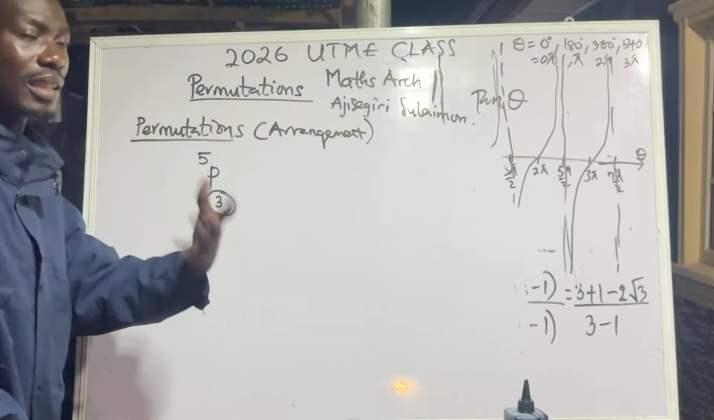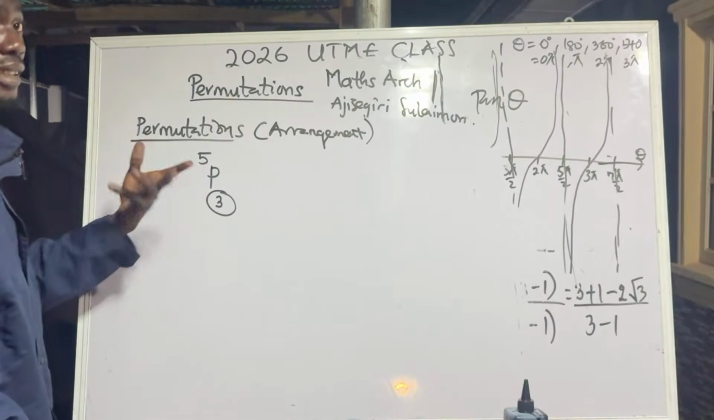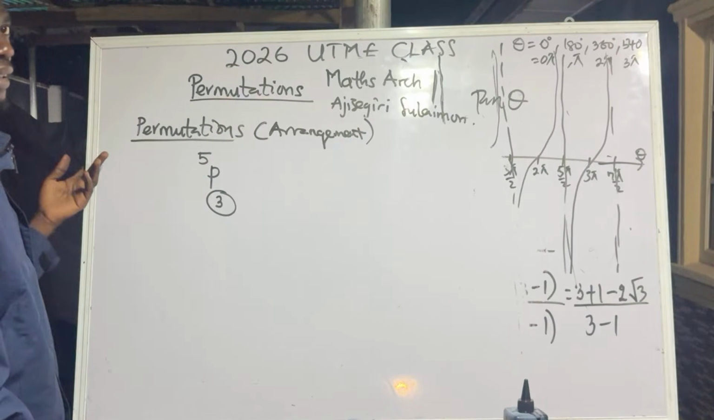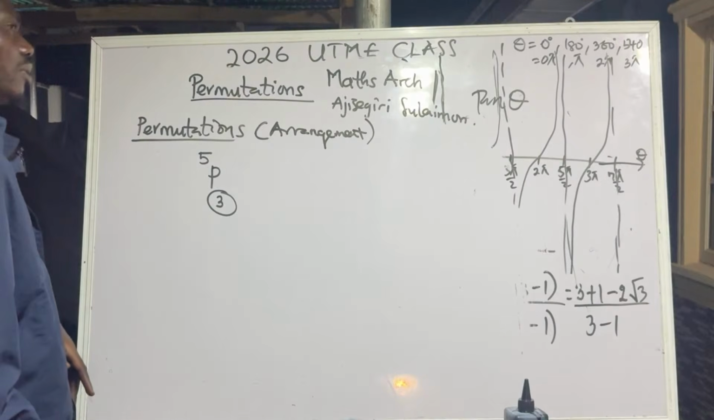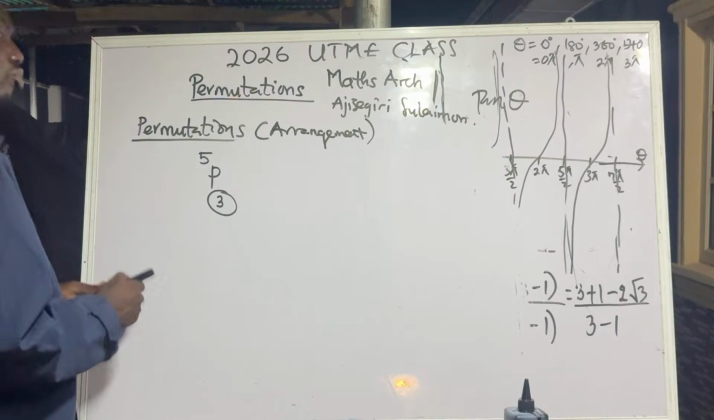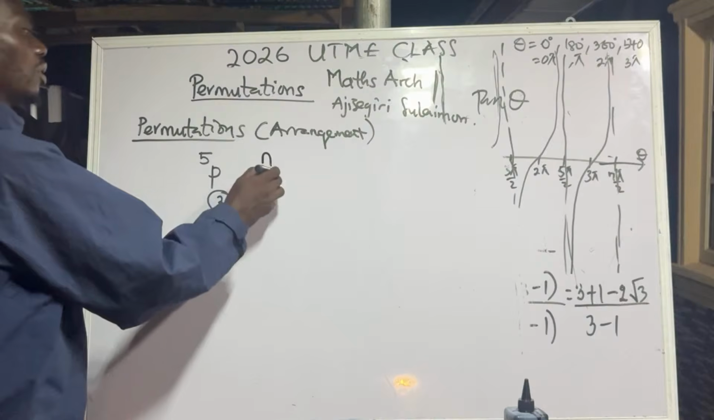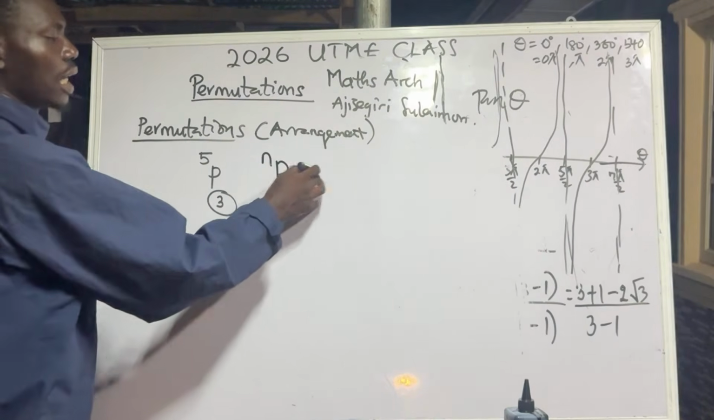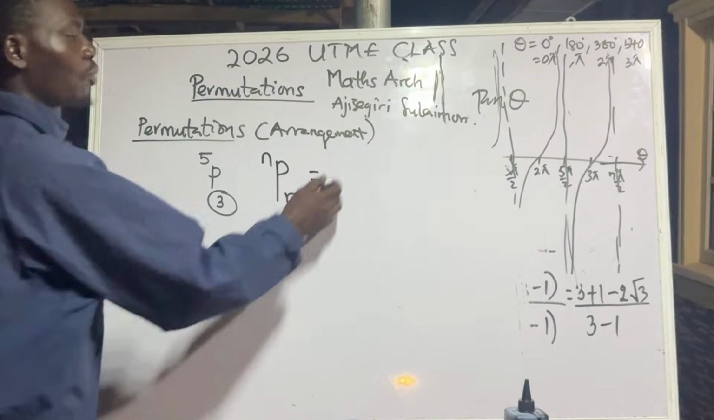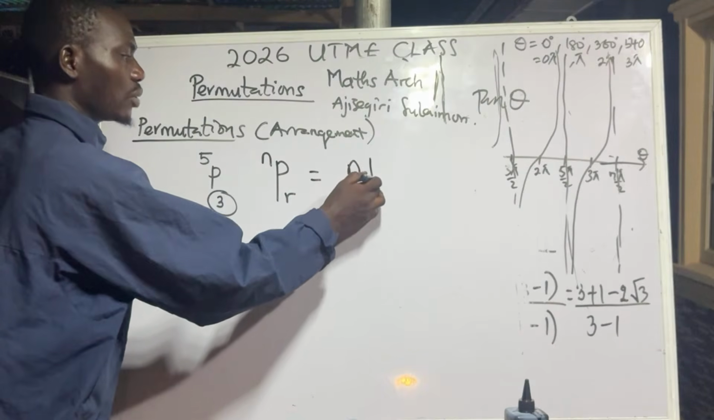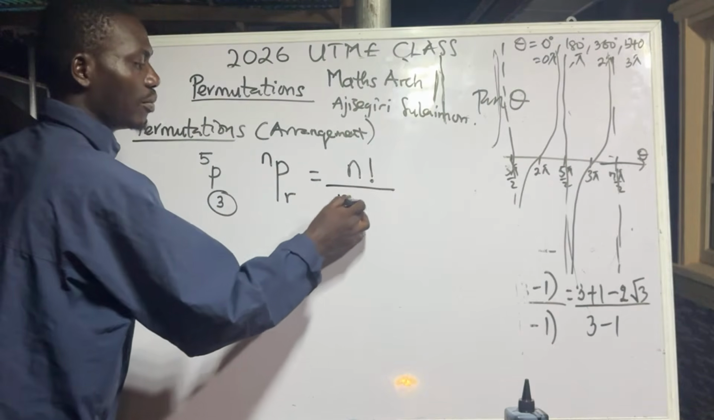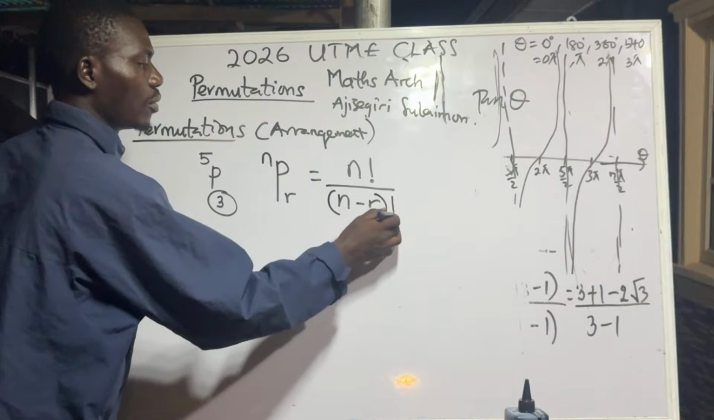Like, in how many ways can you arrange 5 people taking 3 at a time? Do you get that now? So that's the meaning. So what do we do whenever we have this case of n permutation r? It's very simple. You just say n factorial over (n minus r) factorial.